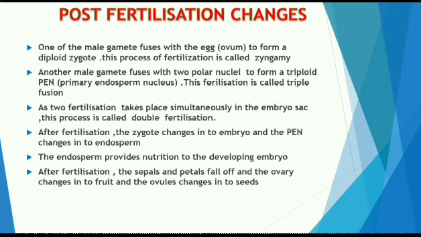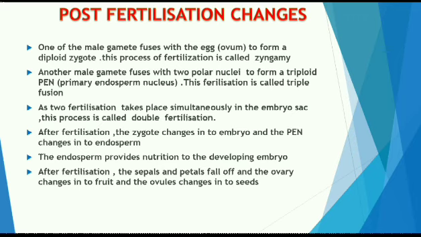Another male gamete fuses with the two polar nuclei, which is diploid, that is the PEN, the primary endosperm nucleus. This fertilization is called triple fusion. As two fertilizations take place simultaneously in the embryo sac, this process is called double fertilization.